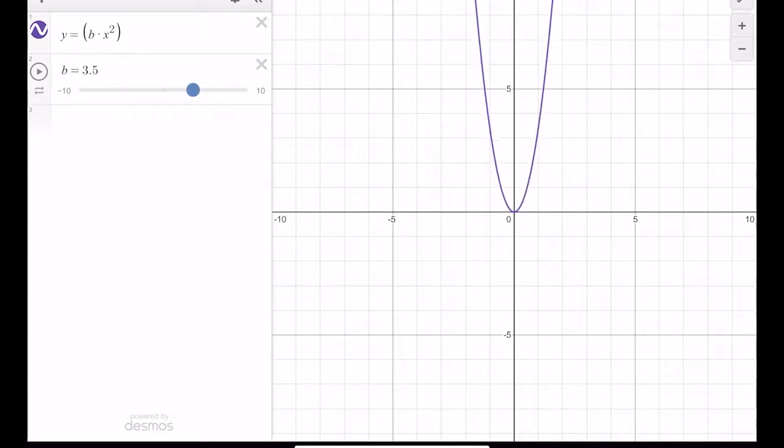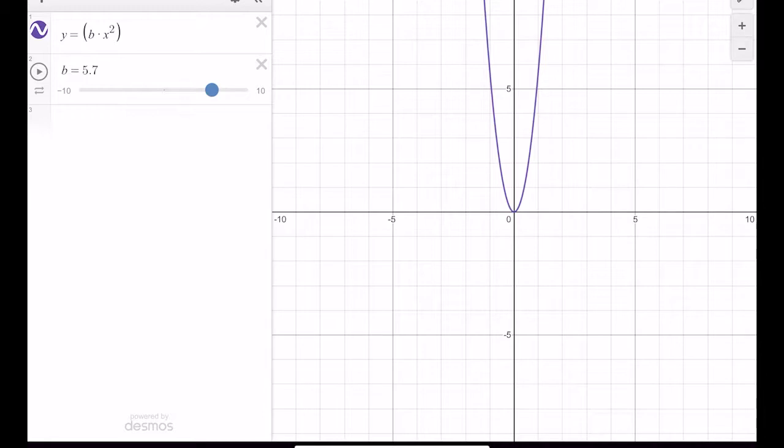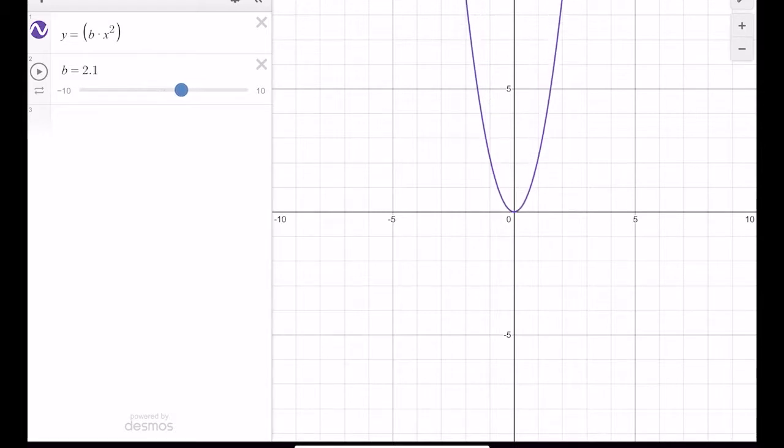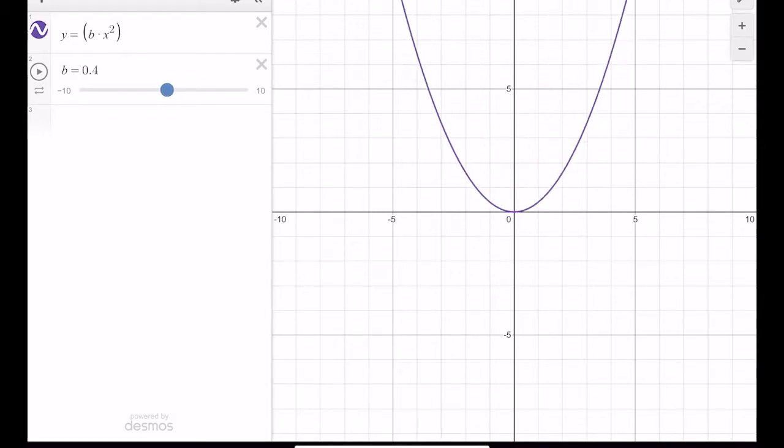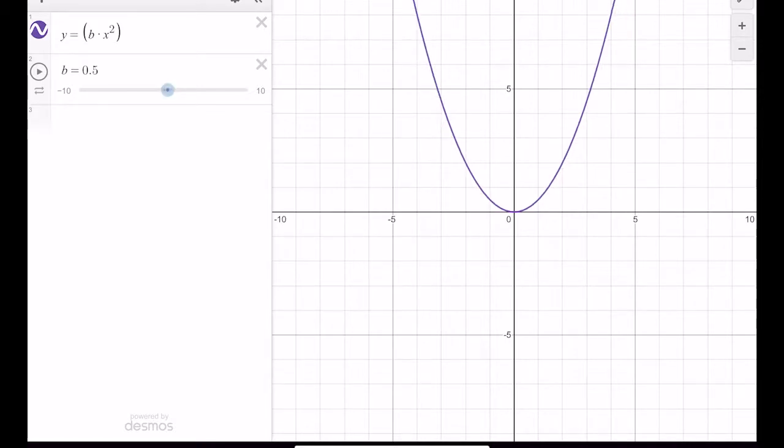When b gets bigger, notice it's the opposite of what happened when we looked at vertical for a, right? So as b is getting greater than 1, notice that the graph is getting narrower. So that would be like a horizontal compression or shrink. And then as b is getting smaller than 1, right? So right here, notice it's getting wider. So that would be like a horizontal stretch. Okay, so it's the opposite of what you would see with vertical.